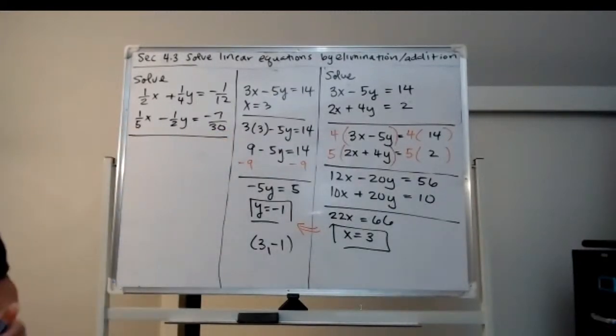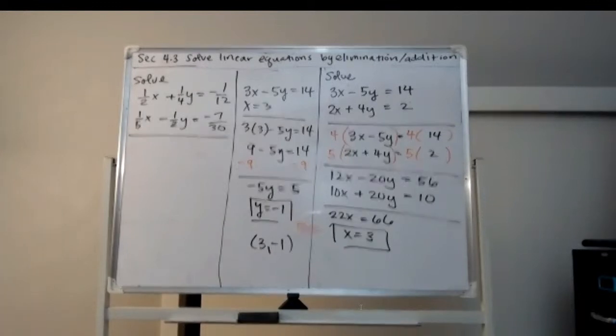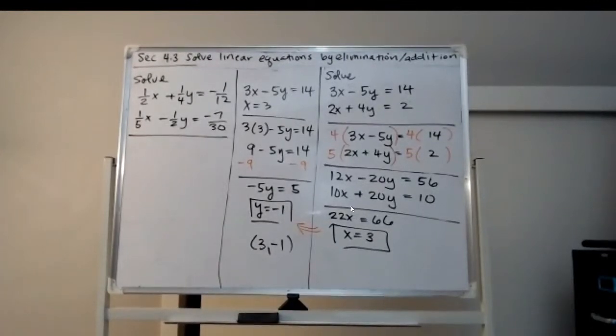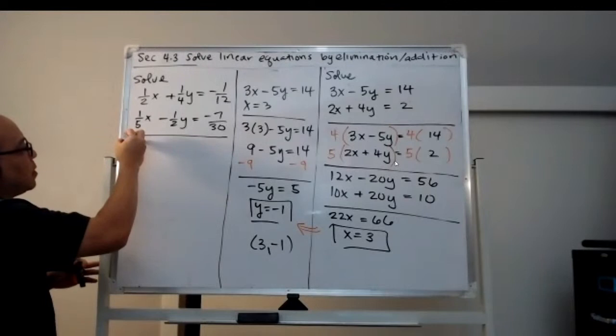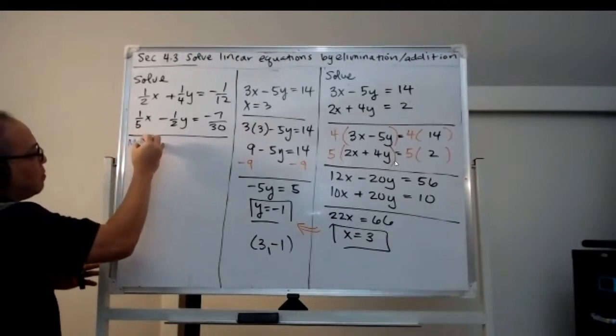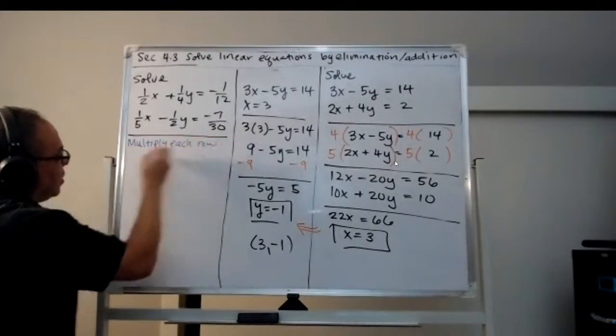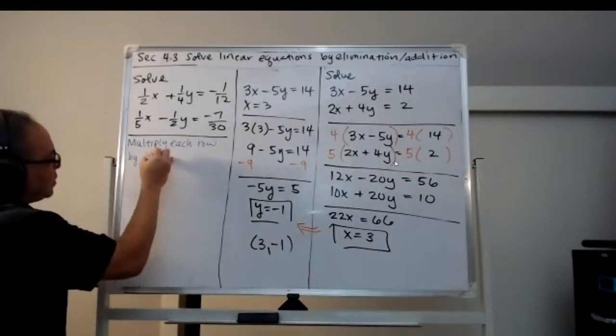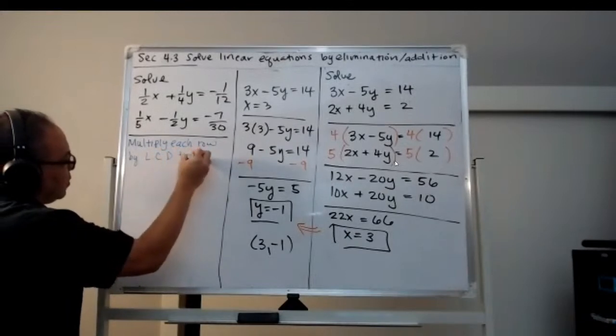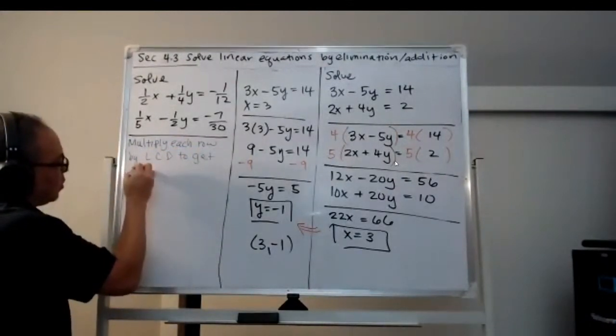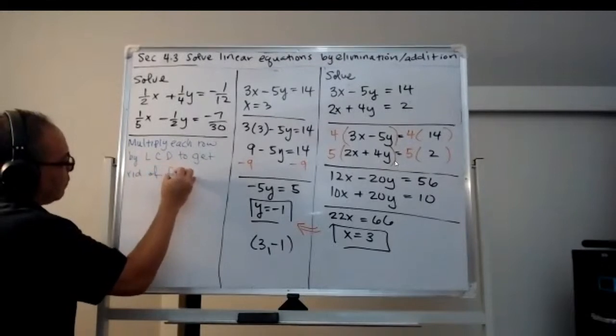All right. So there's a lot going on in this. Like, I hate fractions. But what you want to do is you want to multiply each row by the lowest common denominator to get rid of the fractions. So let me write that down. Multiply each row by lowest common denominator to get rid of fractions.